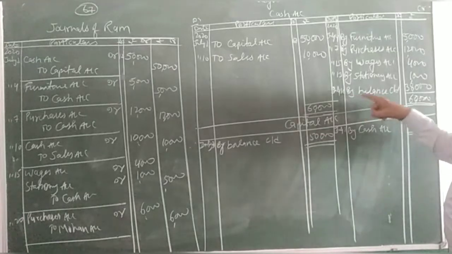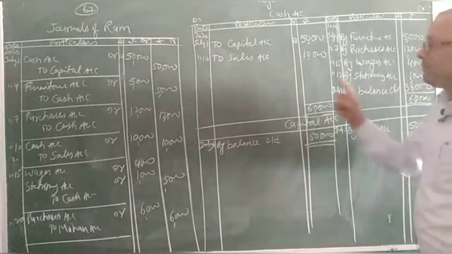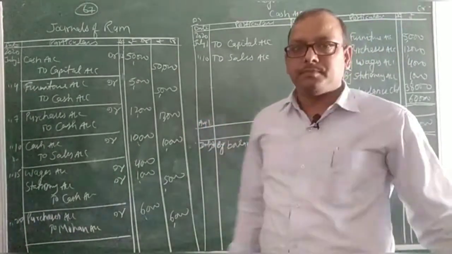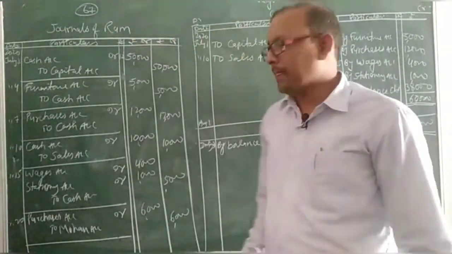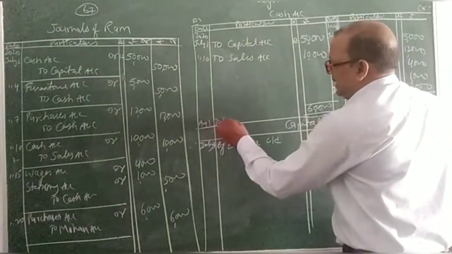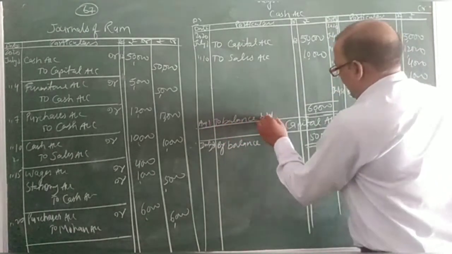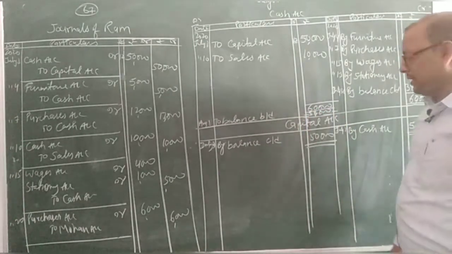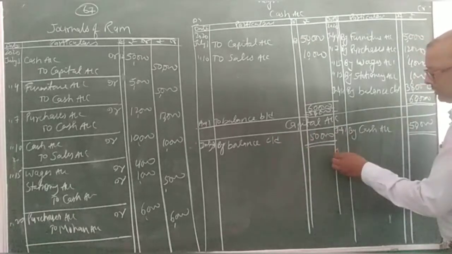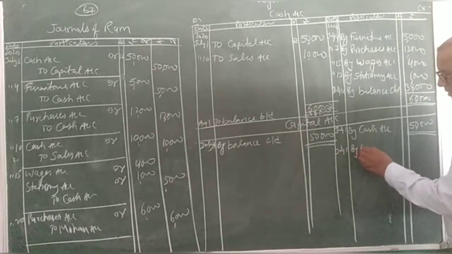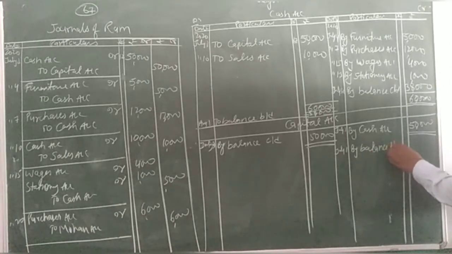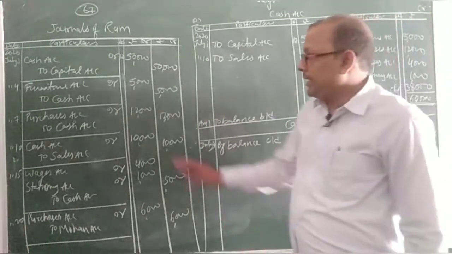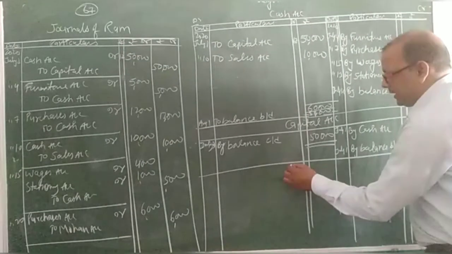One more thing: this closing balance of 38,000 will be the opening balance of this side. So we can write here, after July it will be August 1. August 1, balance B/D, how much was it? 38,000. So it can be recorded here. So this is the capital account. This closing balance will come on this side, by balance B/D 50,000.